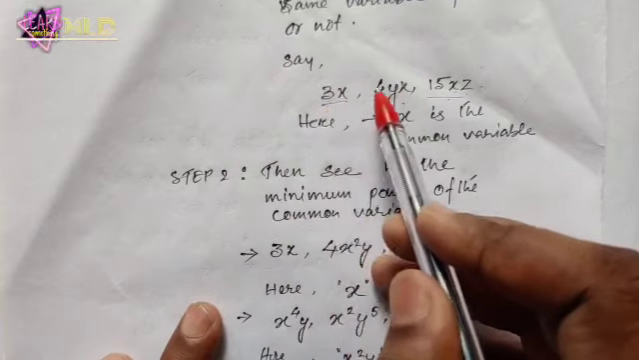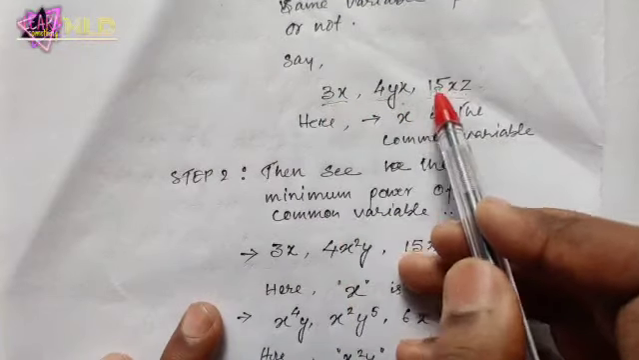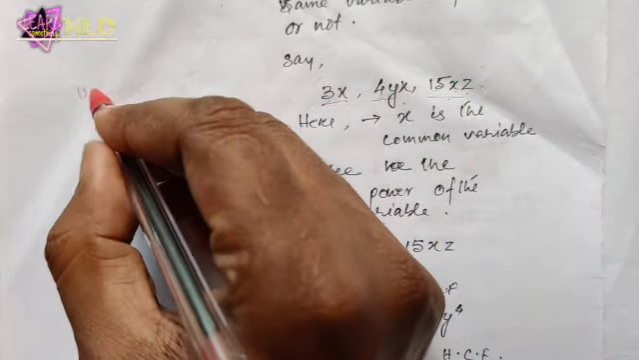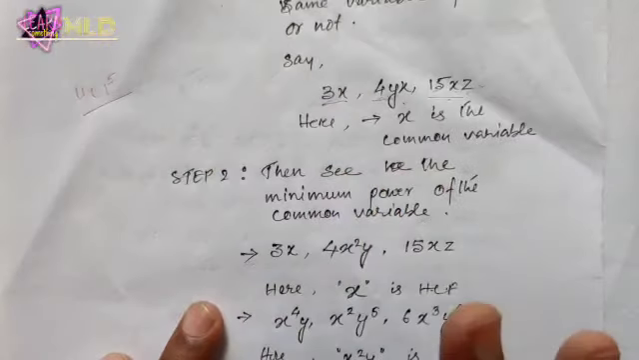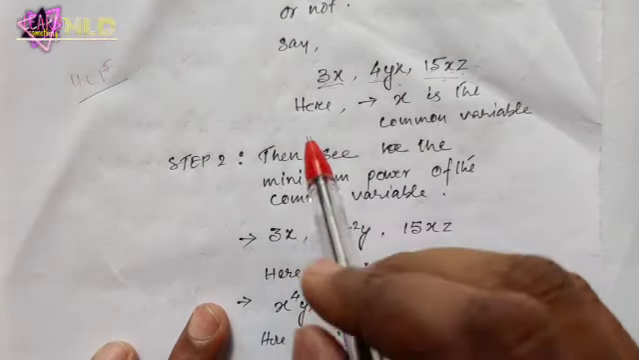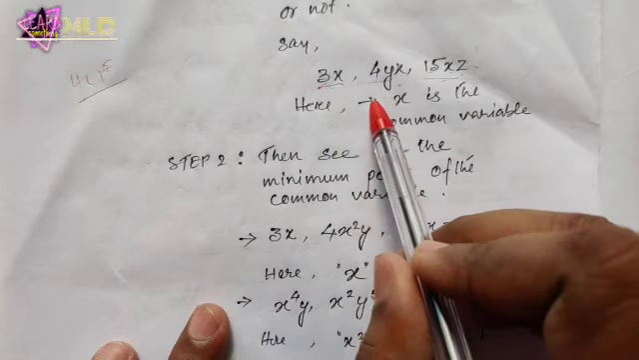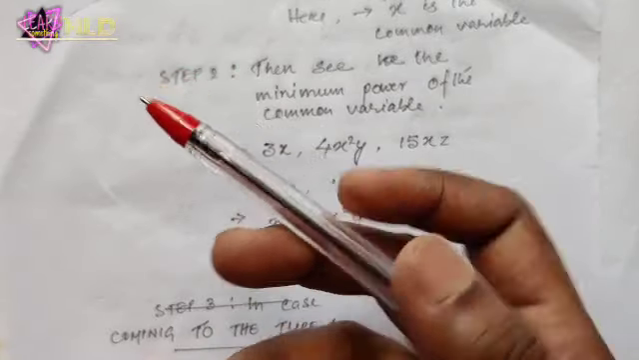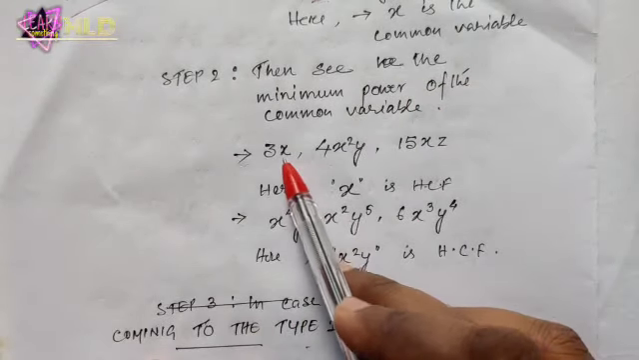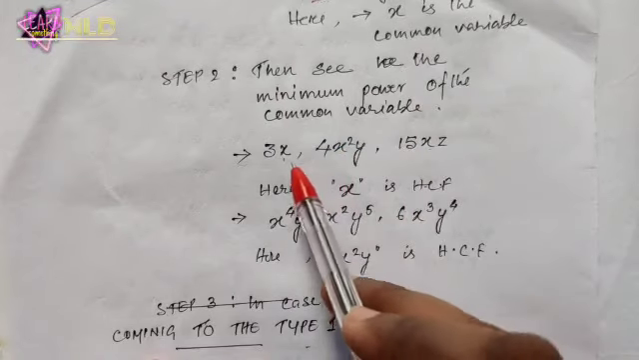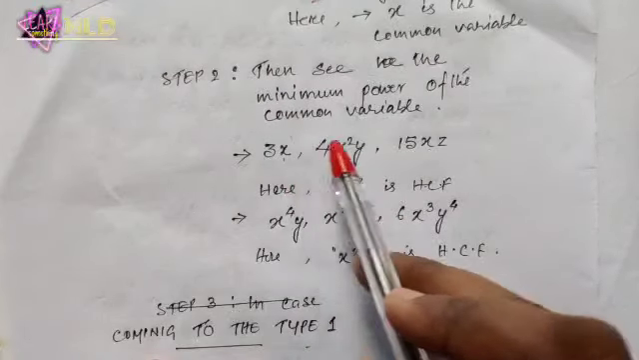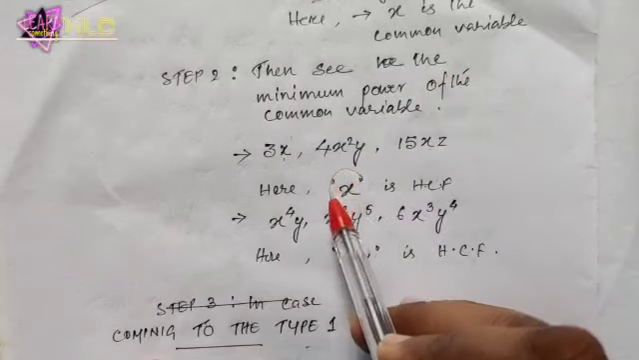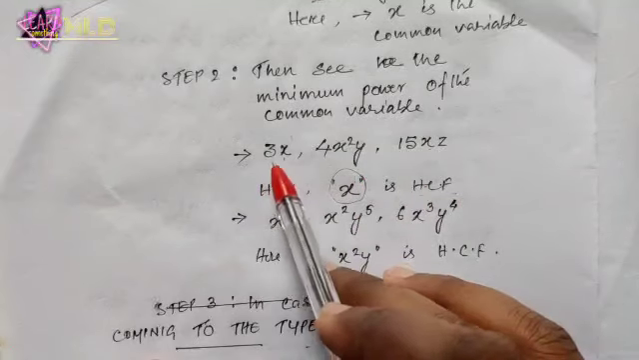Also, the constants here, 3, 4, 15, are called coefficients. To take the common of these numbers, you find the HCF of those numbers, and that gives the HCF or common. But for variables, I first check which one is a common variable. So here it is x. What do we do after we have chosen the common variable? Here x is the common variable, and what is the minimum power of x? Here the power is 1, 2, and here also. So the minimum power is 1 for x. That is, x to the power 1 is the HCF or common for these three terms.